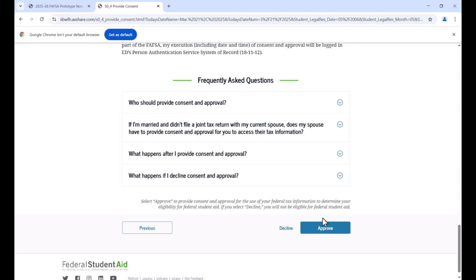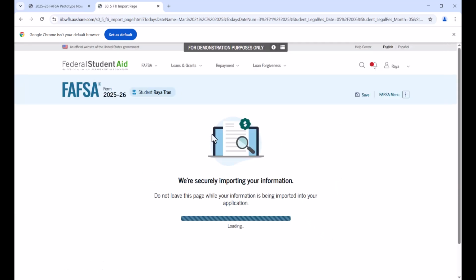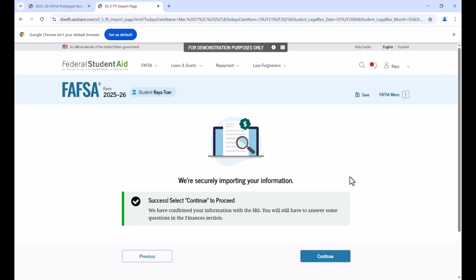So we're going to go ahead and select approve and continue on with the form. As you can see here, it is thinking, as we call it, to make sure everything looks good, as the IRS and Federal Student Aid are what we call talking to each other. As you can see, it says success, so they were able to securely import your information from the IRS, so you were able to continue and proceed with the form.